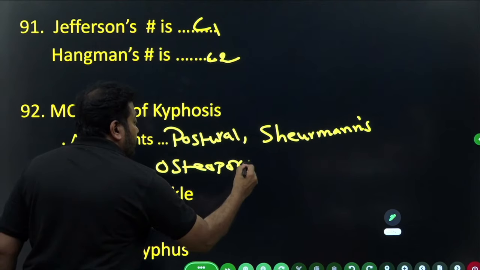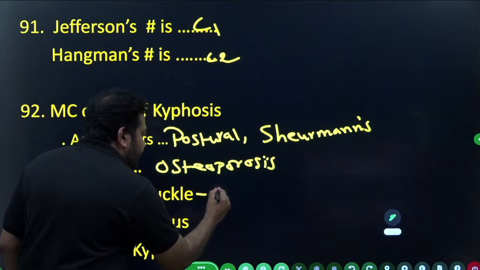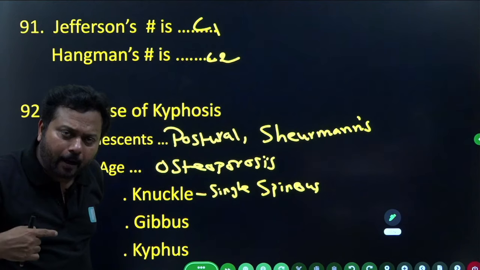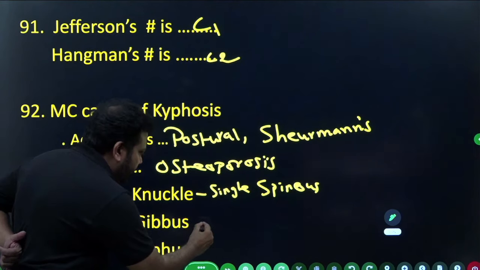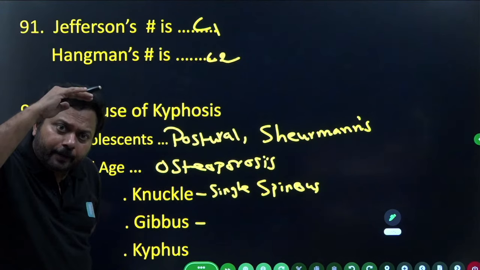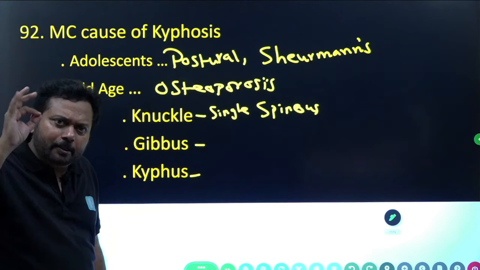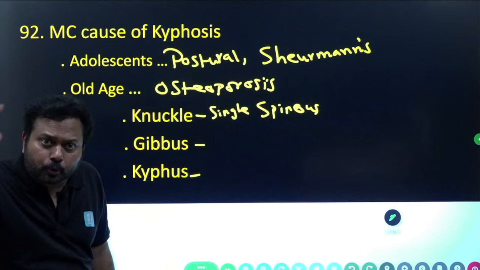Then you should be able to differentiate between knuckle, gibbus and kyphus. You are seeing prominence of a single spinous process of the vertebra, mostly in the thoracic spine. Prominence of a single spinous process is called a knuckle. Prominence of two or three spinous processes, palpable as a hump, is called a gibbus, very common in tuberculosis. Diffuse prominence of all the spinous processes is called kyphus. That's the difference. All these are related to the spinous processes, especially of the thoracic vertebrae.